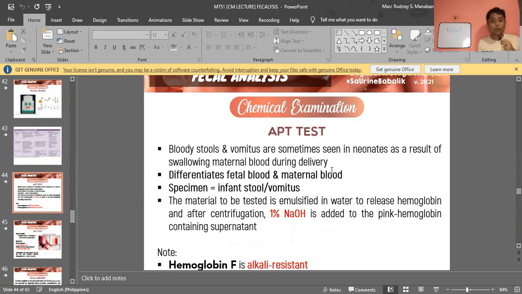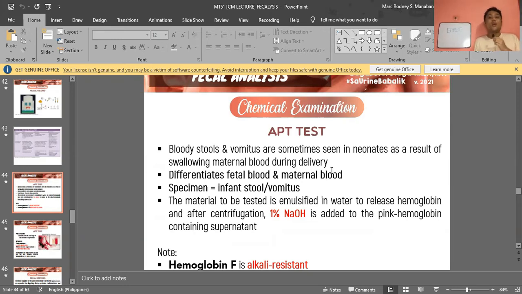You have infant stool or vomitus. Okay? Now, the material is tested first in emulsified water to release hemoglobin, and then you centrifuge it, and you have a pink supernatant. Okay? And then to the pink supernatant, you add 1% NaOH. Naku, there's a question kanina, that APT test, very common yun. The very common question is, which of the following is the reagent used for the APT test?